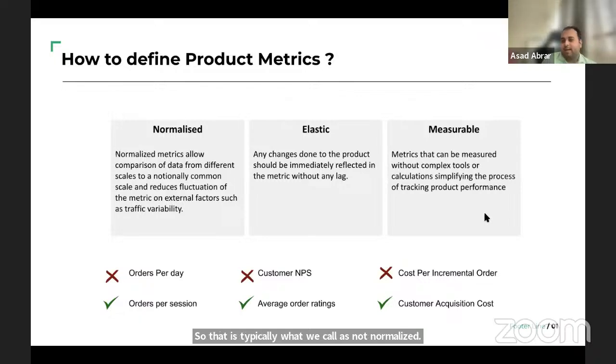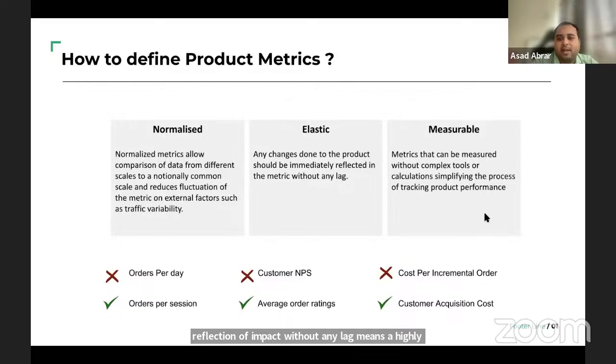Now the next aspect is elasticity. Elasticity is a very important thing. If you want to make a change and see if there is an impact or not, then that metric needs to be very elastic. That means the moment you change the core value proposition, the impact should come without a lag. It should be very, very in sync. So immediate reflection of impact without any lag means a highly elastic metric.